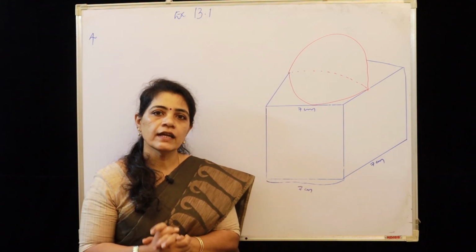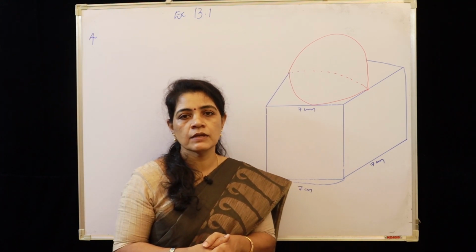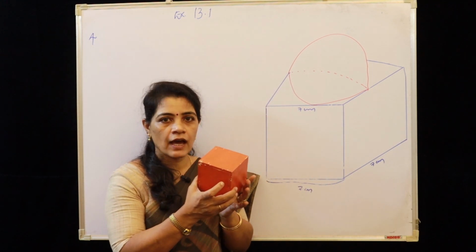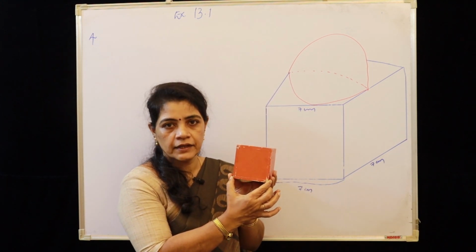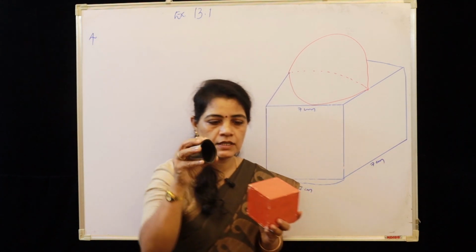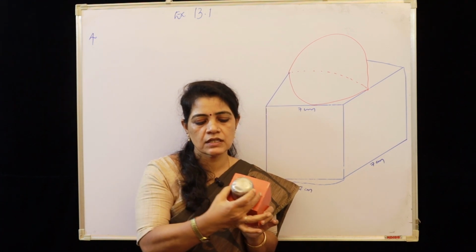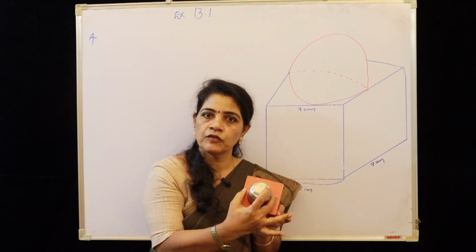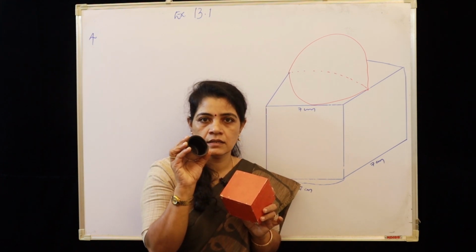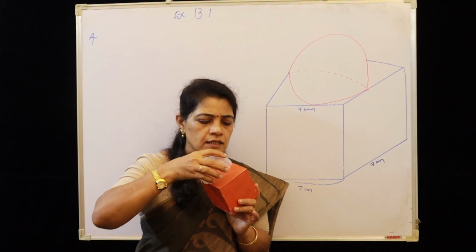Yes, we can think of the first question. What is the maximum, the greatest diameter the hemisphere can have? Let us assume this is a cube having a 7 centimeter side, and I am keeping a hemisphere over the topmost face. You can see that some portion is left over. That means you can definitely place a hemisphere with a greater diameter than this.